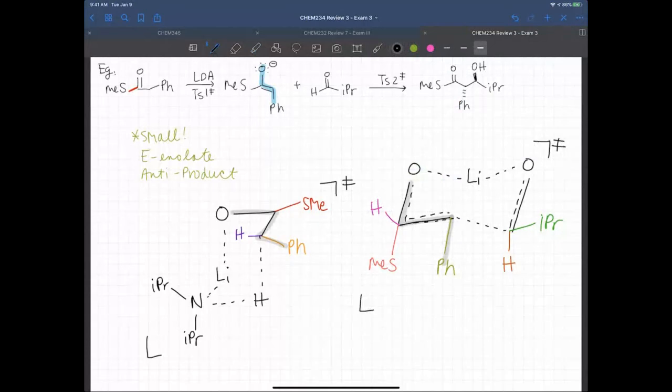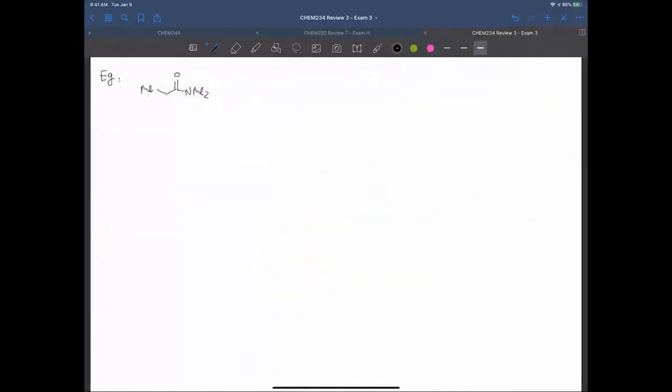Okay, so just to recap, whatever you see here is the enolate. Whatever you see here is the aldehyde. Okay, I left one more example for you to go and try on your own. You can just follow what I did here in your own free time. All right.